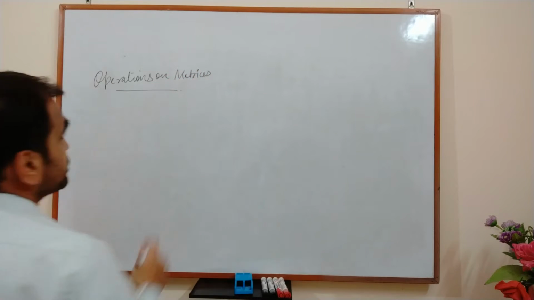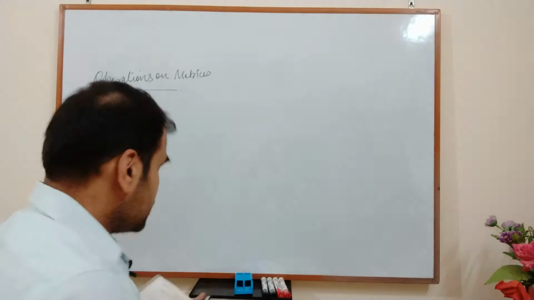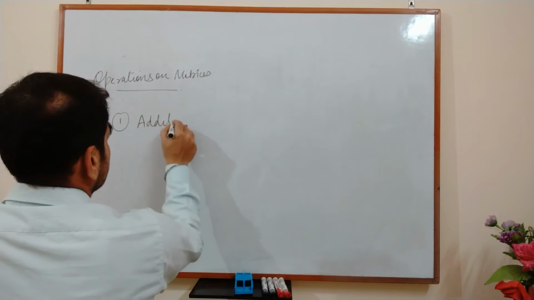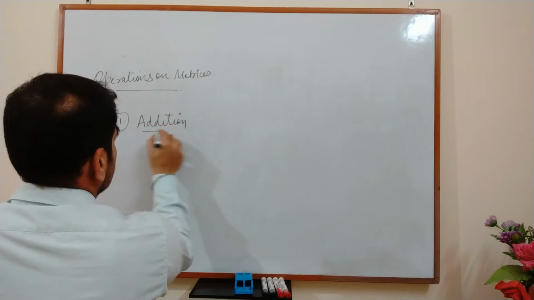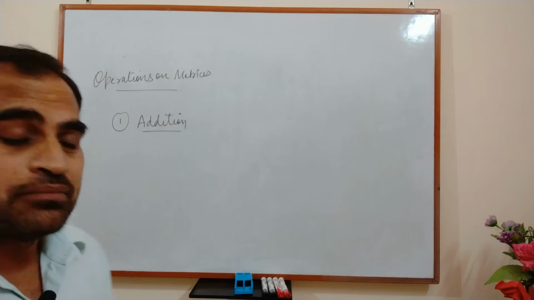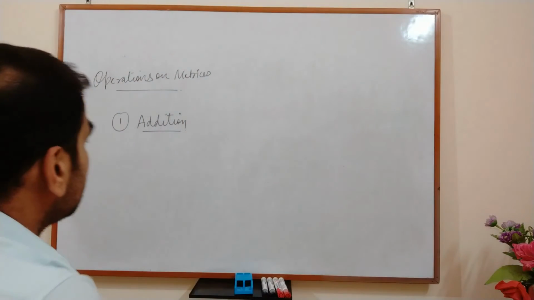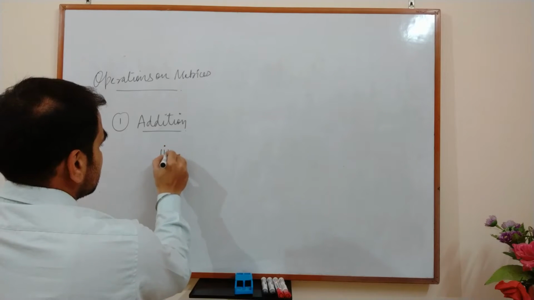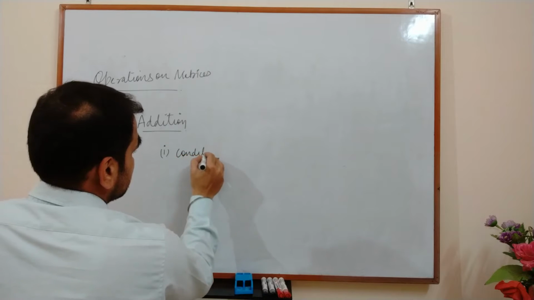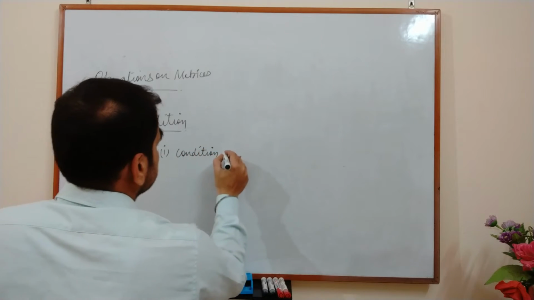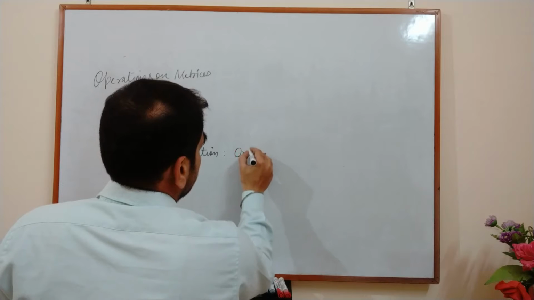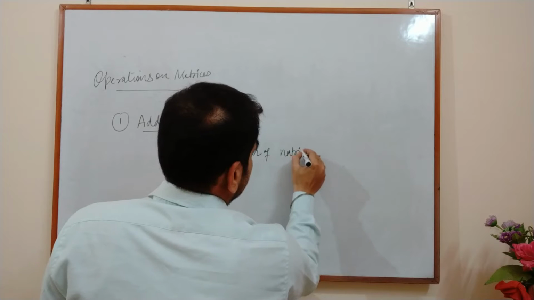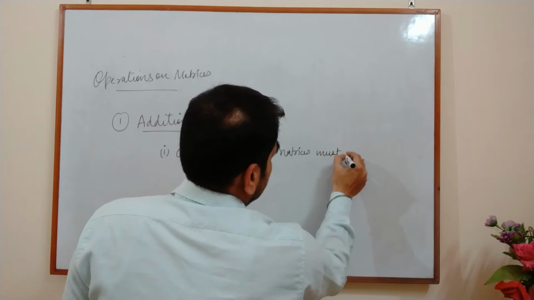So what are the different operations that we can have with matrices? The first operation is addition. If you want to add two different matrices, there is one condition for matrix addition. The condition is the order of the matrices must be the same.